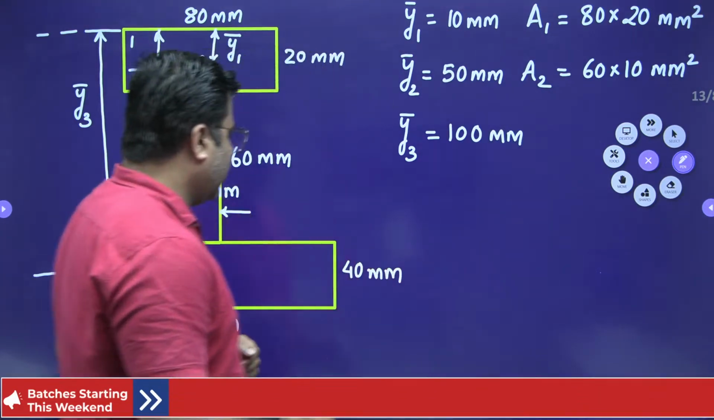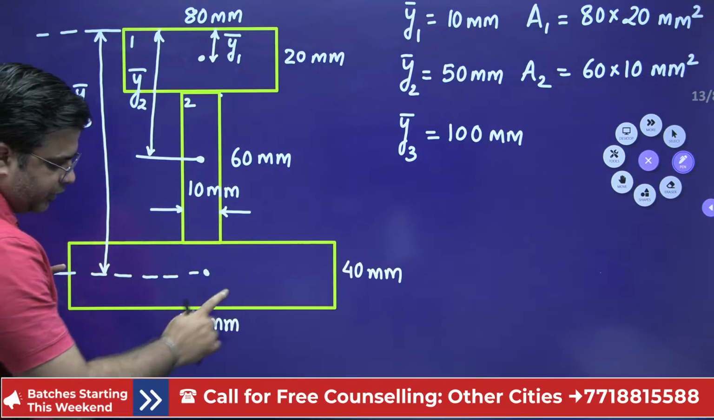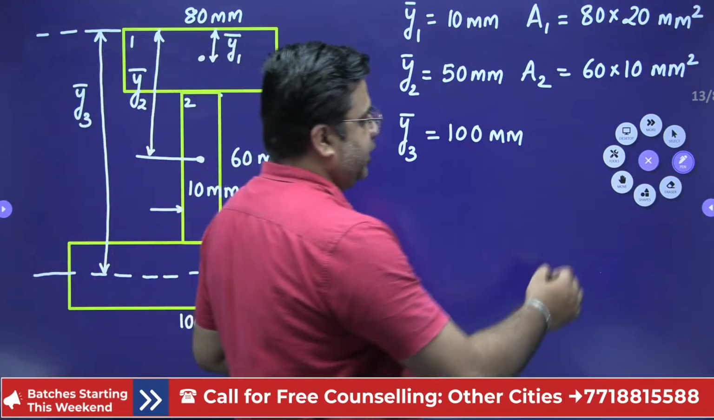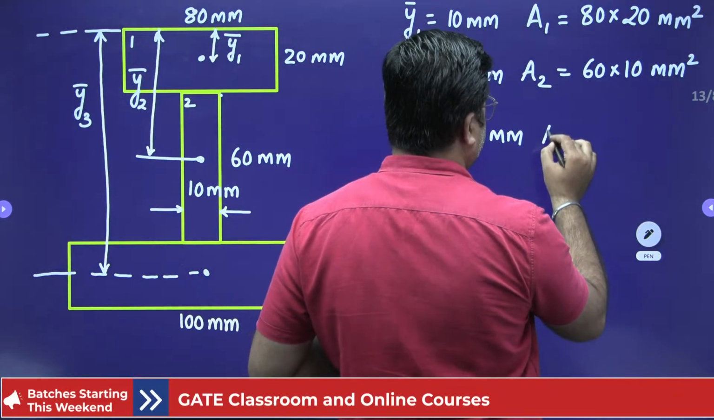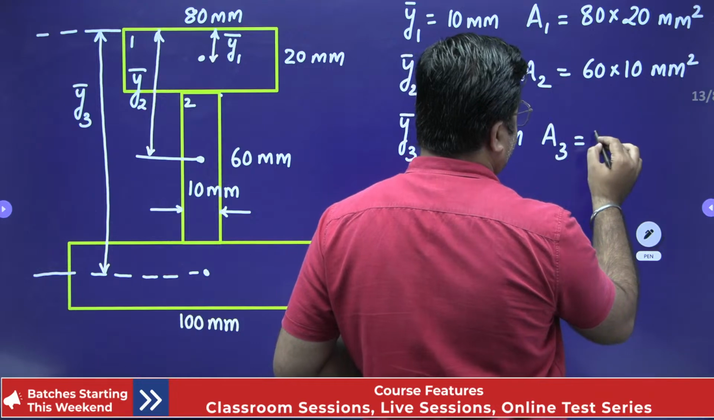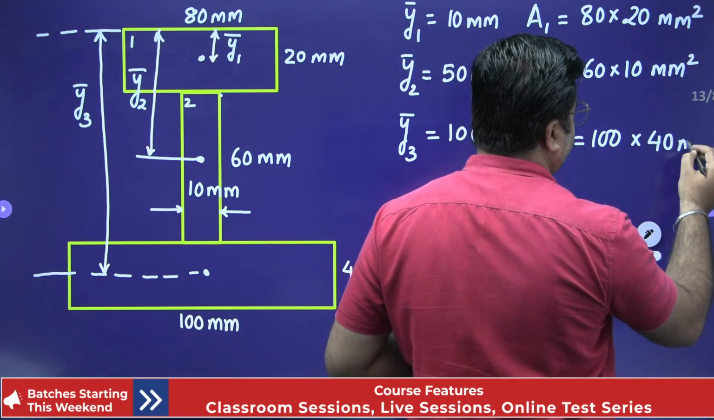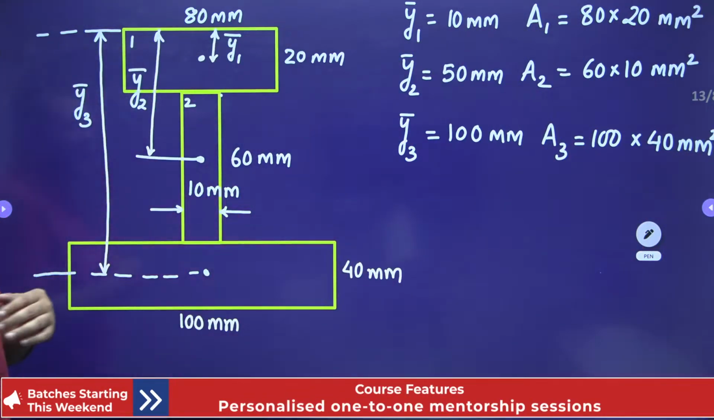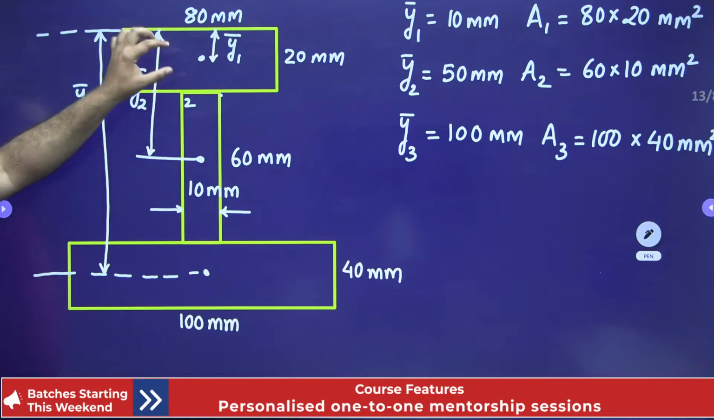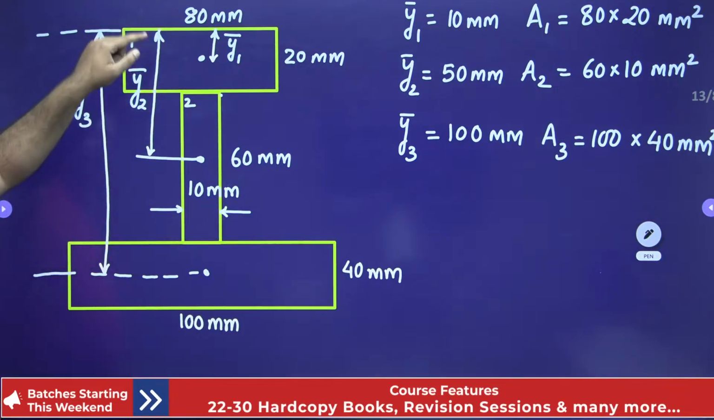Right. Now what is the area for this rectangle? Area for this rectangle is 100 into 40 mm. So A3 is 100 into 40 mm square. Right. So this is the detail that we have. We have the value of y1 bar from the top fiber, then y2 bar from the top fiber, and y3 bar from the top fiber.